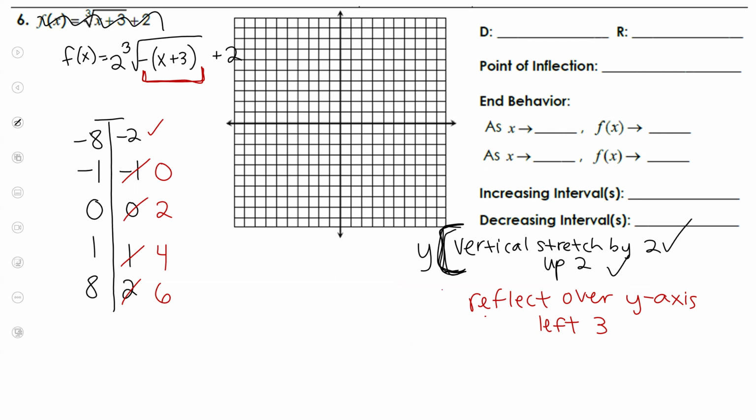Now let's do the X values. It says reflect over the Y axis. What do I do to all these X's? Change the sign. So this will become positive, positive, negative, negative. And then it says left 3, so good, we subtract 3. So this will become 5. Subtract 3, this becomes what? Subtract 3, subtract 3, subtract 3.